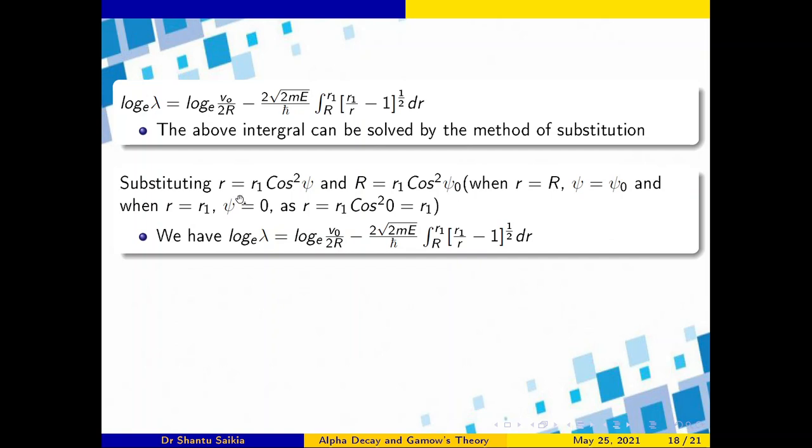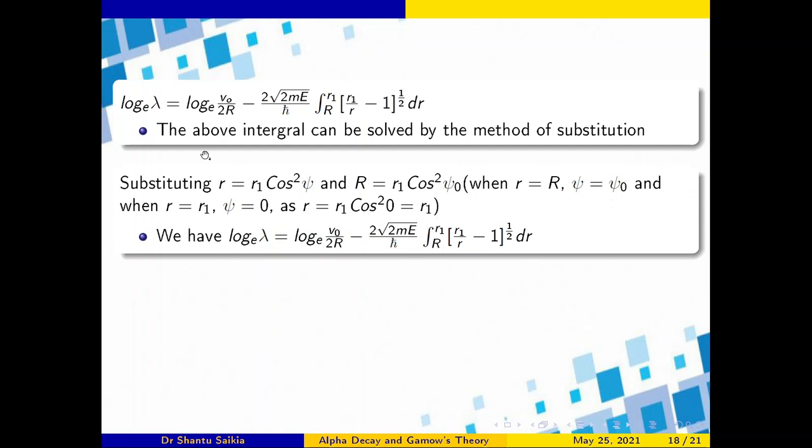We use a substitution of the form r is equal to r1 cos square psi, and r is equal to r1 cos square psi naught. So when r is equal to capital R, psi is equal to psi naught. So that is the substitution we are using. And when r is equal to r1, psi is equal to 0. If I put r is equal to r1, psi should be equal to 0, as r is equal to r1 cos square psi. If psi is equal to 0, it becomes equal to r1.